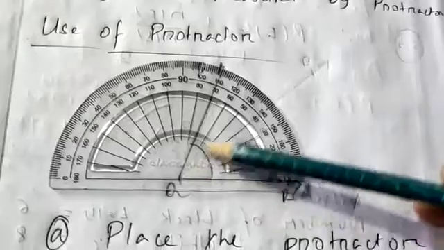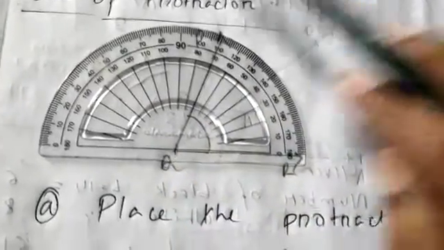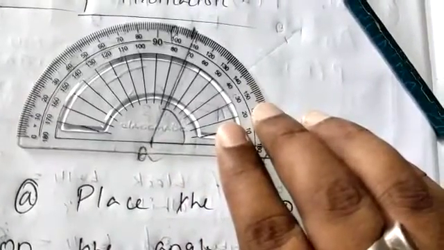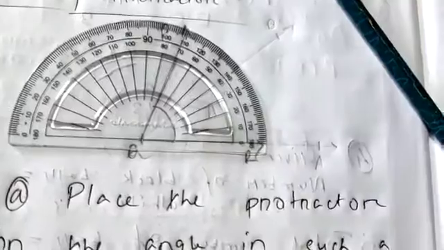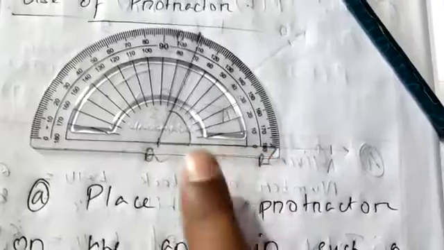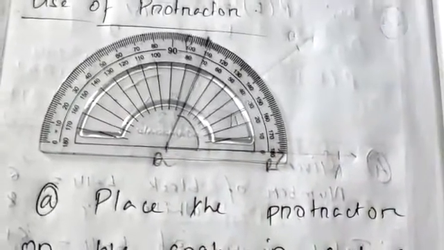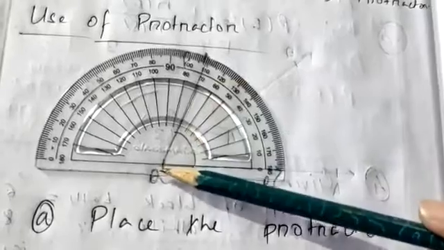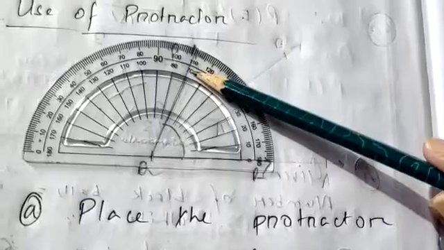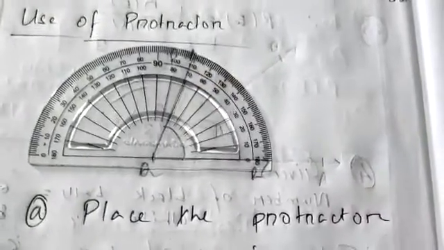Now come to the second point. Now see which degree line lies on the arm QP. So look at this one, this ray is QP. This is the middle point of the protractor, and that middle point is on the connecting point of the two rays, that means Q, and the baseline must coincide with QR. And now we have to see which angle line will coincide with QP. On QP, look at this one, 70 and 110. In the inner scale 70 degree and in the outer scale 110 lies on that.